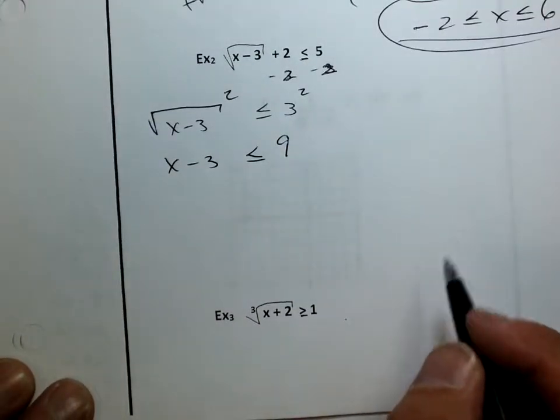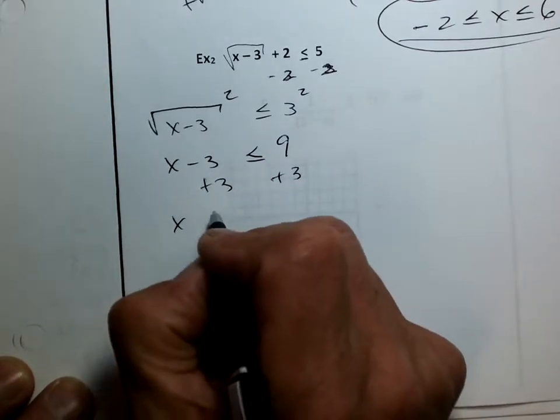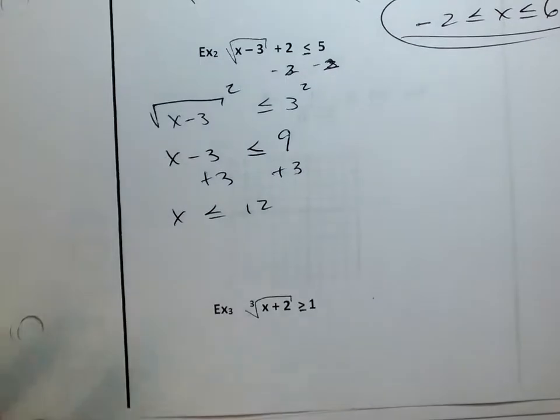Plus 3, right? We get x is less than or equal to 12. But that's only half of the problem. I do know, just looking here, that if x were 3, we'd be okay. But if x were 2, we'd be in trouble, because 2 minus 3 is a negative 1. So I don't even try and guess this.